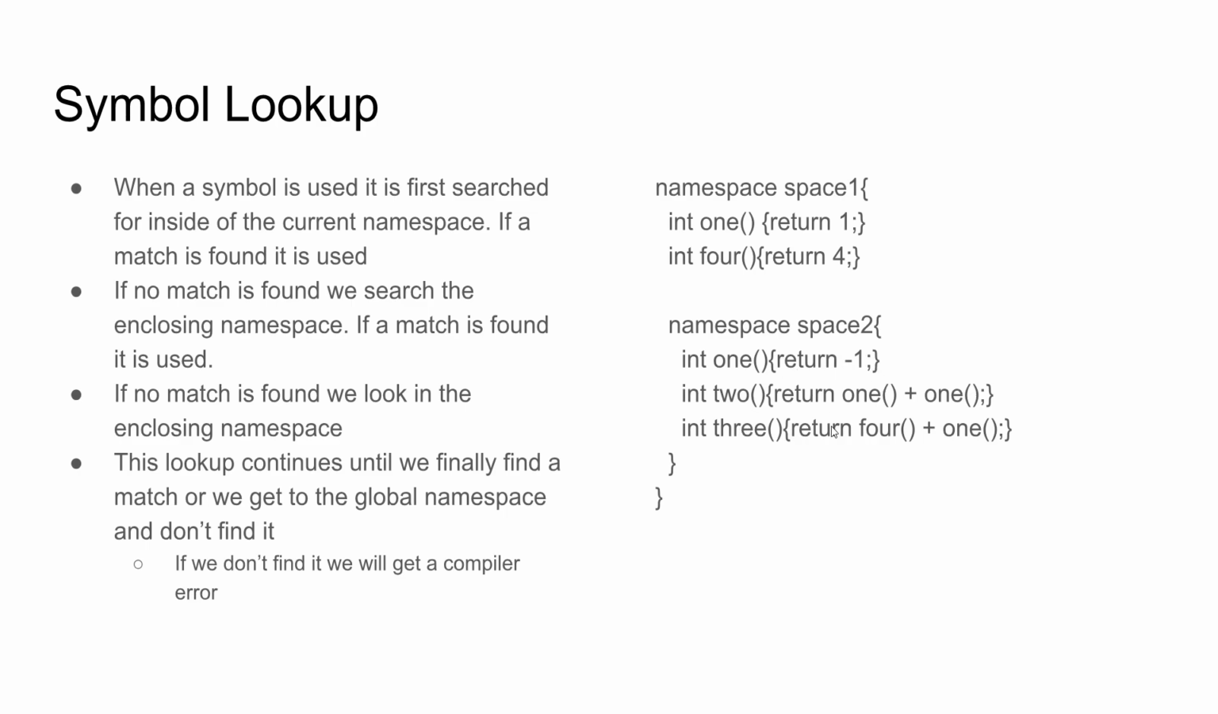Over here in f3, when I call f4, are there any f4s inside my namespace right now? No, so I look outside my enclosing namespace. Oh, there's an f4 in space 1. I'm going to use that function. So we'd get the value 4 plus -1, because we're still calling f1 over here, inside of the current namespace. So we'd get positive 3 here. If I tried to call a function, say f5, I would look inside space 2. Is there a function named f5? No. I would look inside space 1. Is there a function named f5? No. I look in the global namespace. Is there anything there? No. Error. Any questions here?